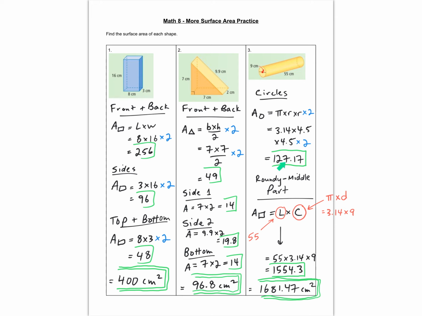So 127.17 plus 1,554.3 is 1,681.47, and we're talking about surface area, so area is centimeters squared. And that's how you do those.